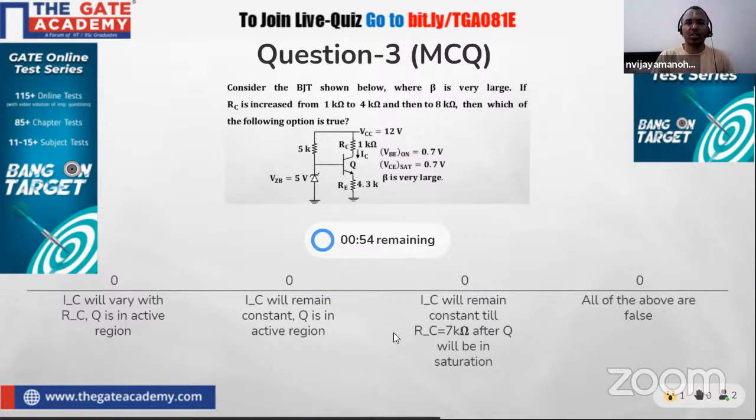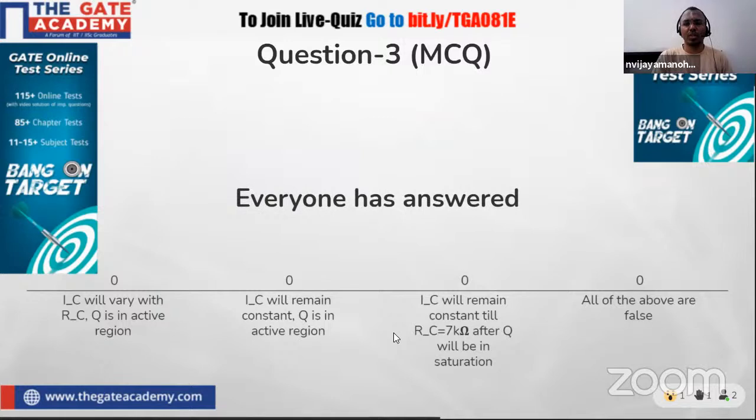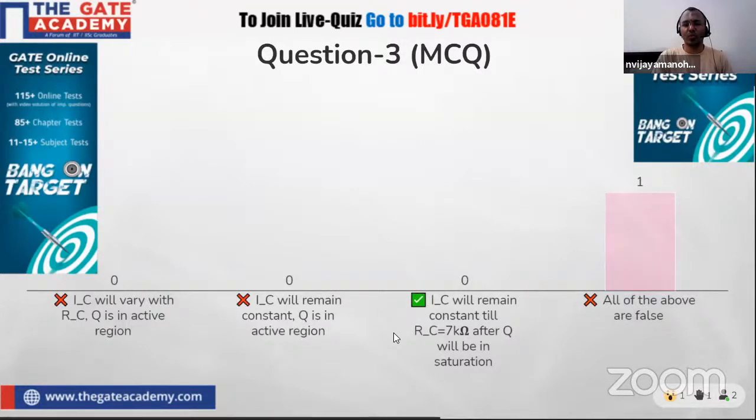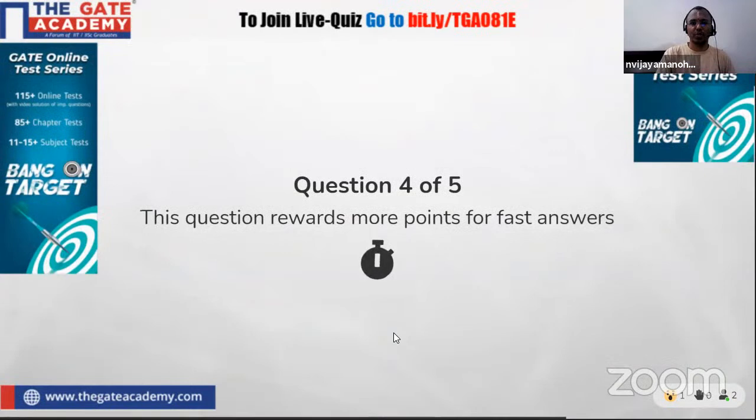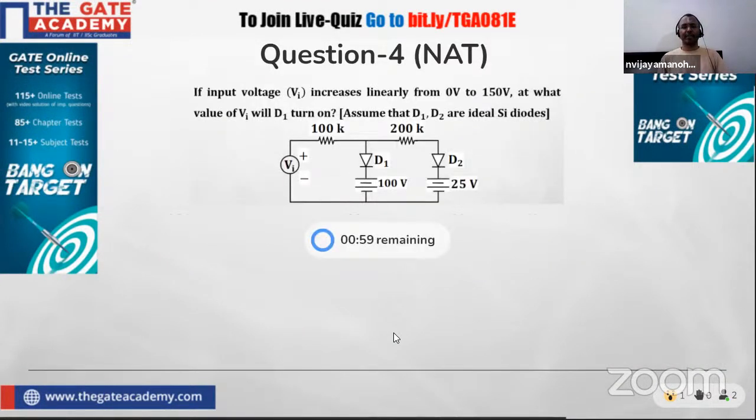Consider the BJT circuit shown. Beta is very large. If RC is increased from 1 kilo ohm to 4 kilo ohm and then to, okay, I think people have answered. Let's go further. People are yet to open their account. Let's see here.